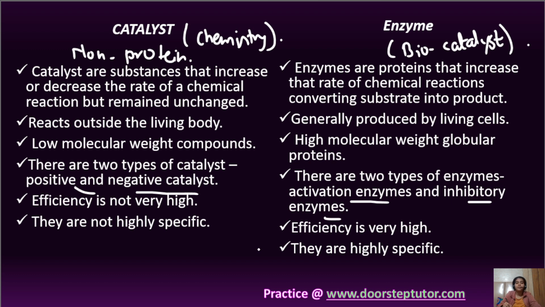Now, if we talk about the efficiency, then the catalyst is not that specific as compared to the enzymes. Enzymes are very specific and very efficient as compared to the catalyst. And the last point here is that in case of catalyst, they are not highly specific, while in case of the enzymes, they are highly specific. Now, let's have a look at some more points.